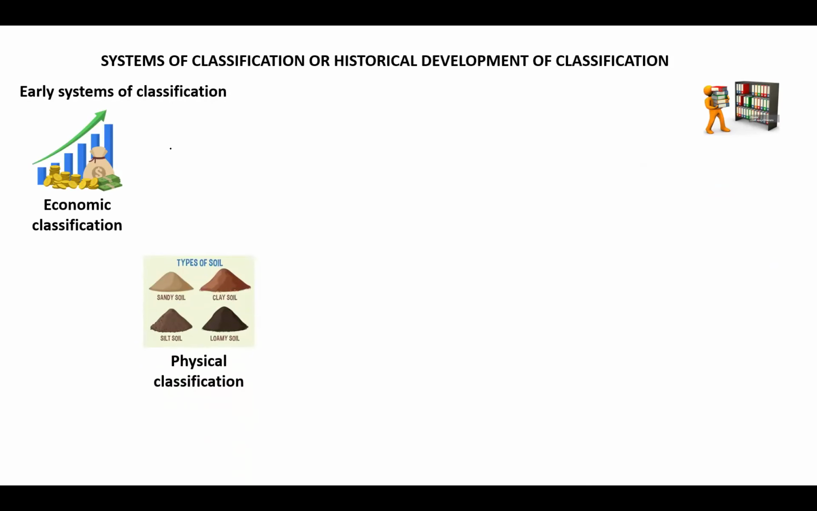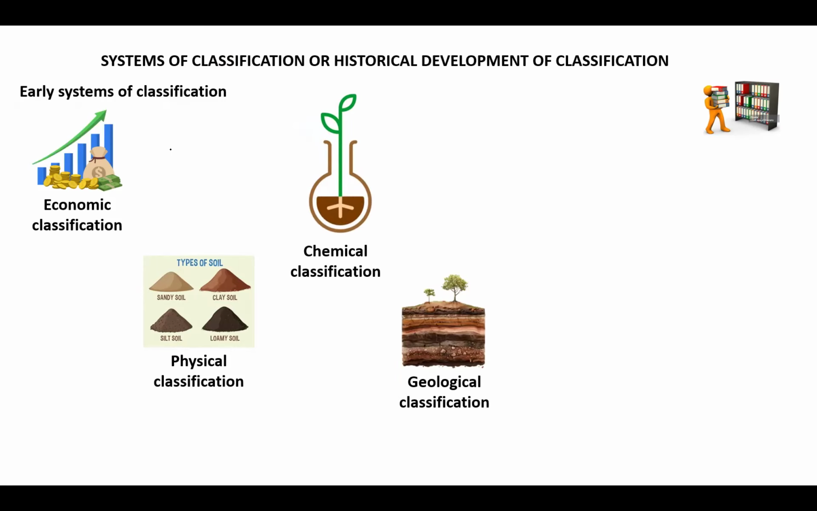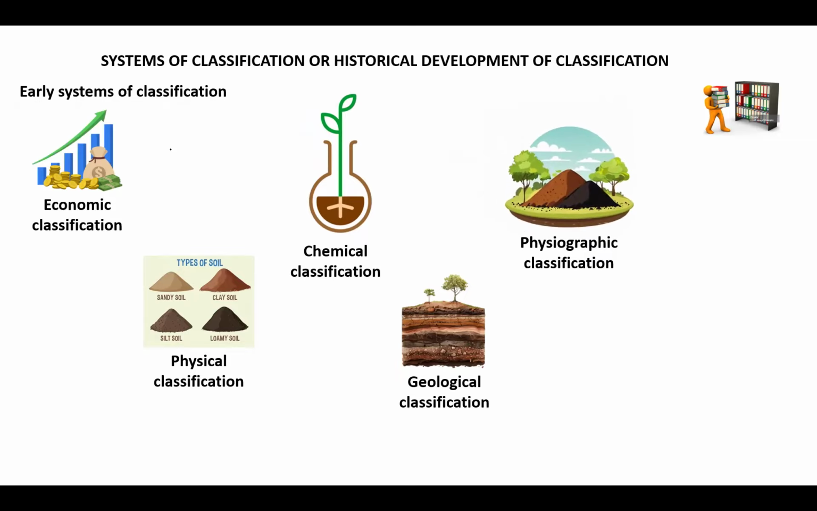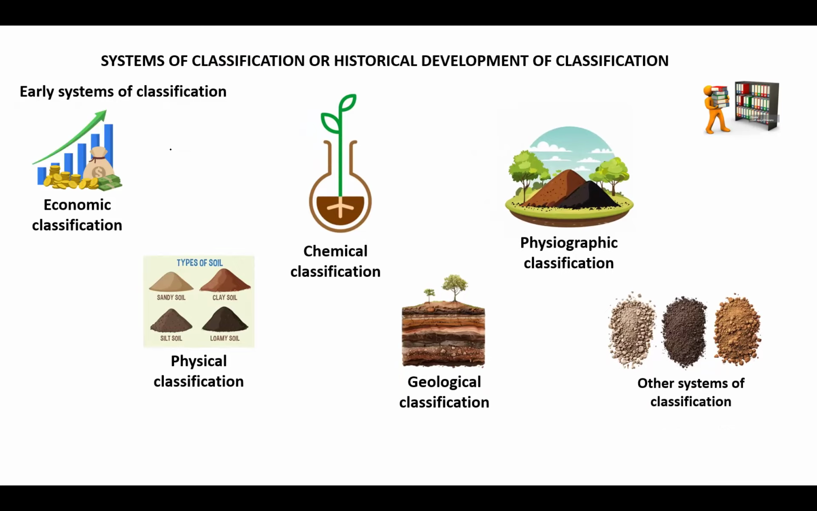Now let us see what are the early systems of classification. There are many systems of classification that were proposed in the past, before the Seventh Approximation came to light. So what are those classifications? We will see here. Early systems of classification are economic classification, physical classification, chemical classification, geological classification, physiographic classification, and some other systems of classification. So all these are early systems of classification.